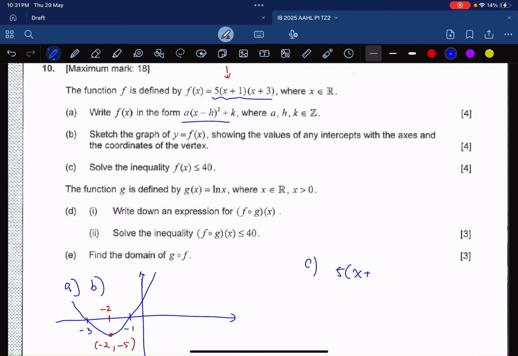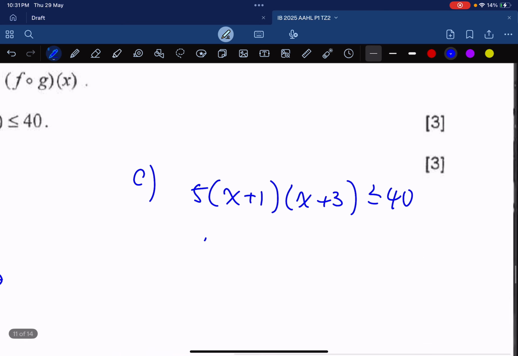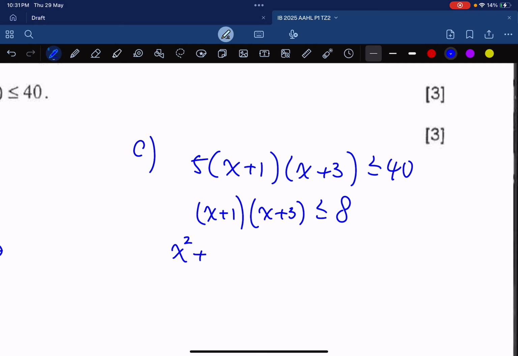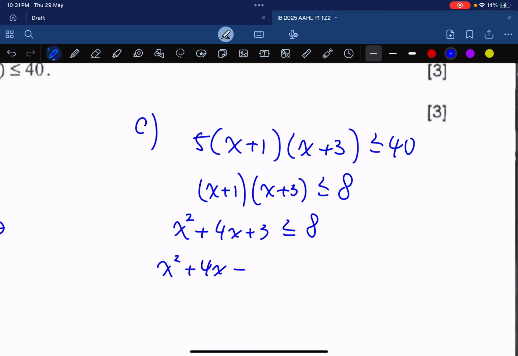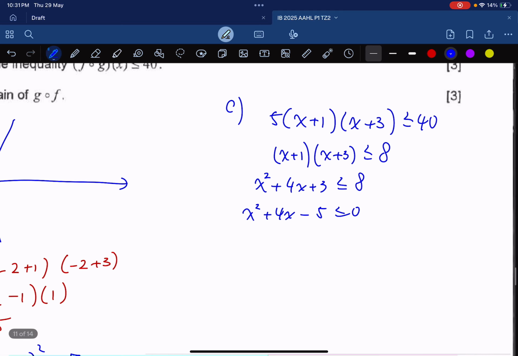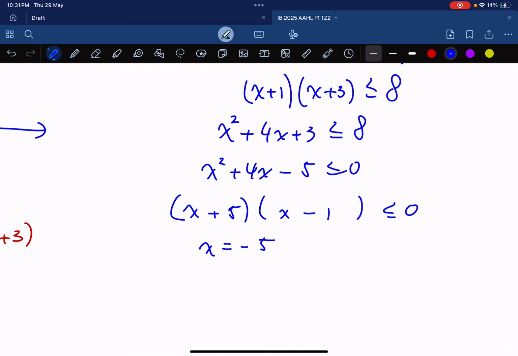So 5(x + 1)(x + 3) is smaller or equal to 40. Divide both sides by 5 first. 40 divided by 5 is 8. So x² + 4x + 3, and then the 8 in here, so x² + 4x - 5 less than or equal to 0. We need to factorize this as well. I want a positive 4, so I want a plus 5 and a -1. So the roots will be -5 and 1.